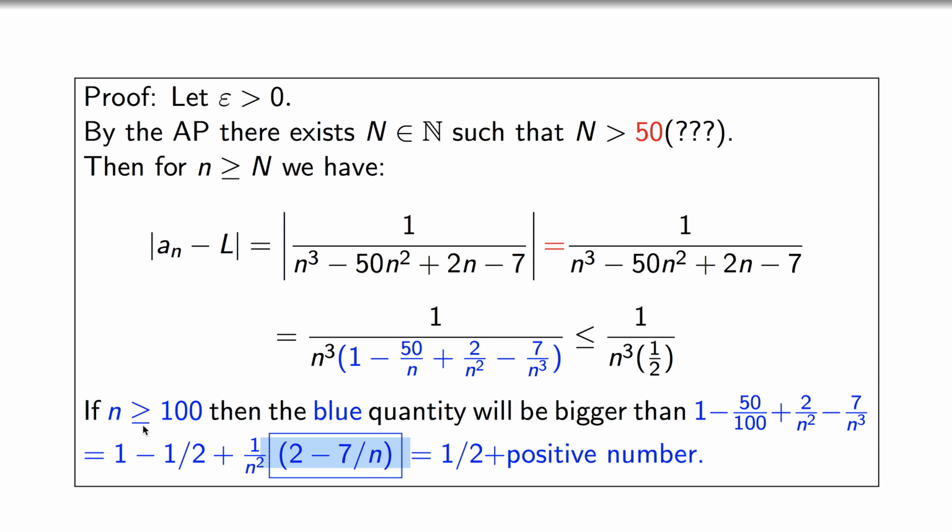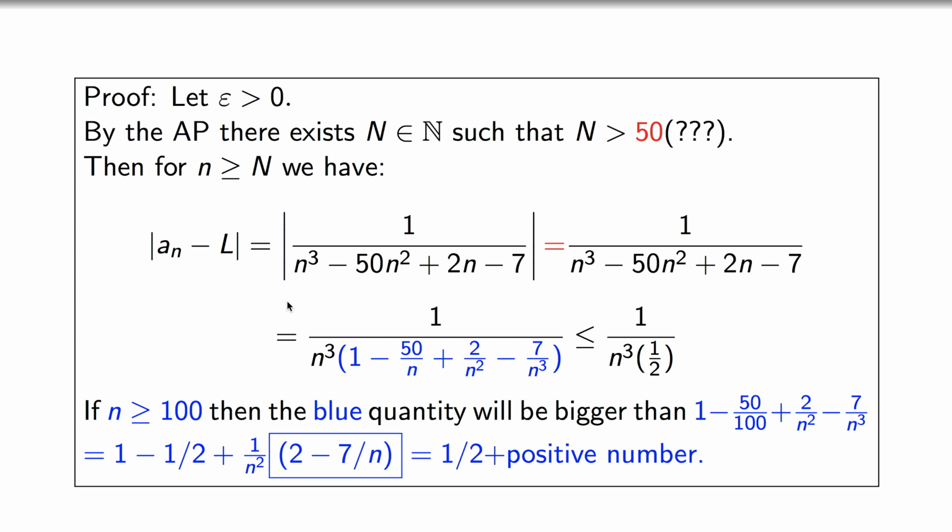And of course, if n is bigger than 100, then 2 minus 7 over anything bigger than 100 is going to be positive. And so at the end of the day, we get 1/2 plus a positive number. So this quantity in blue is going to be a bigger number than 1/2, which means that it contributes to a smaller fraction.